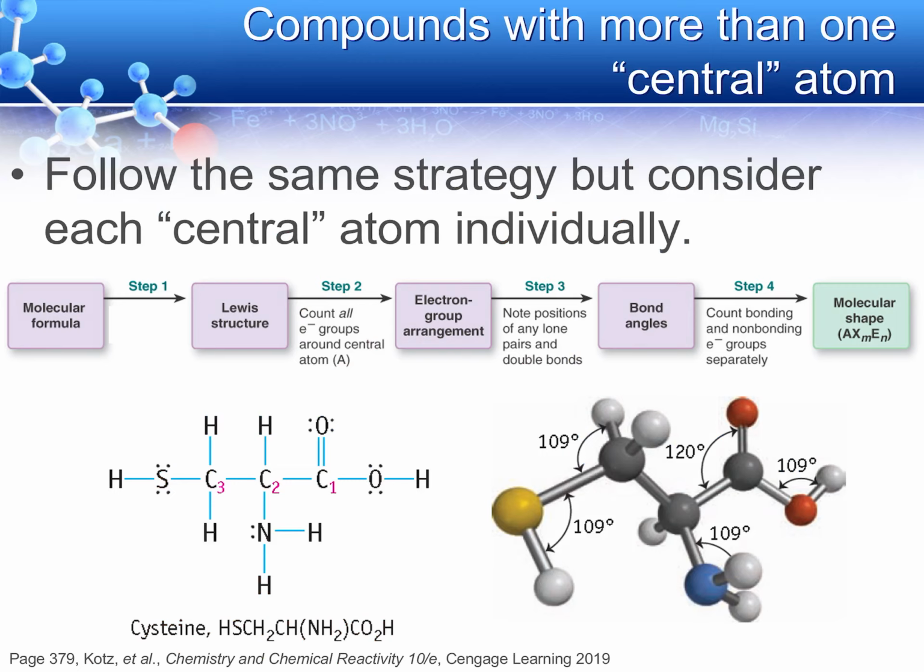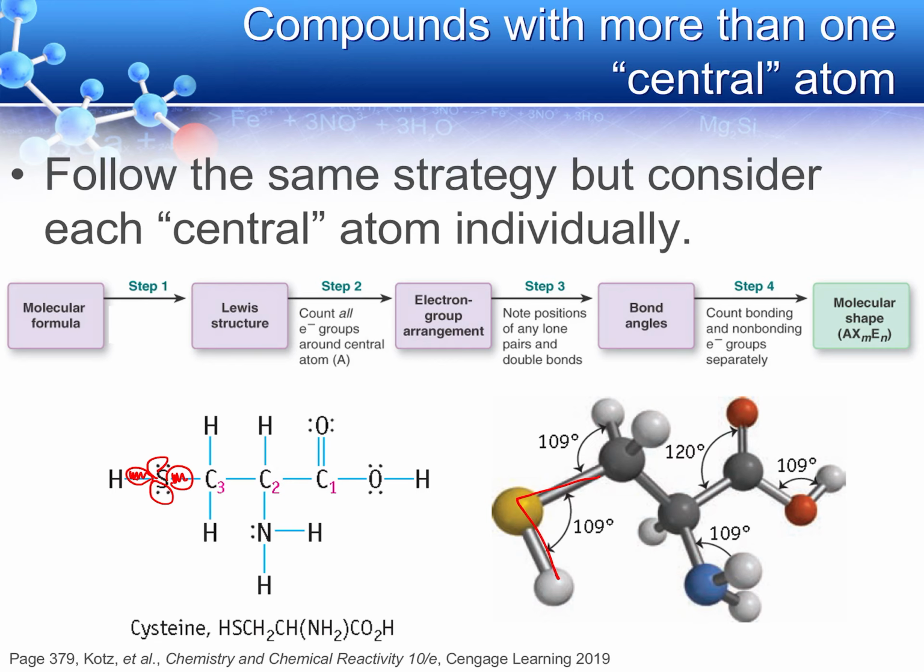If we have compounds with more than one central atom, we follow the same strategy, but we consider each central atom individually. You might remember doing this when we did our model building example. If I look at sulfur right here in this compound, I've got 1, 2, 3, 4. So its electron pair arrangement is tetrahedral because there are 4. But I've got 2 bonds and 2 lone pairs, so this is going to be bent, and you can see right here that this is bent.